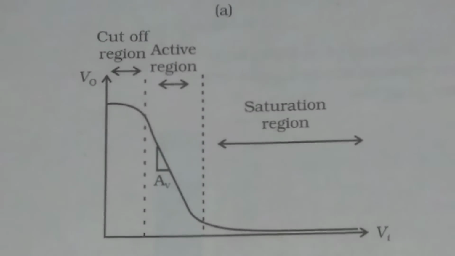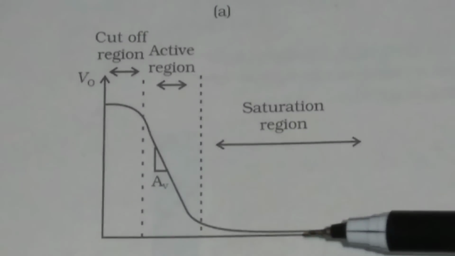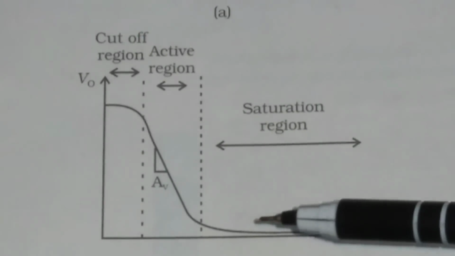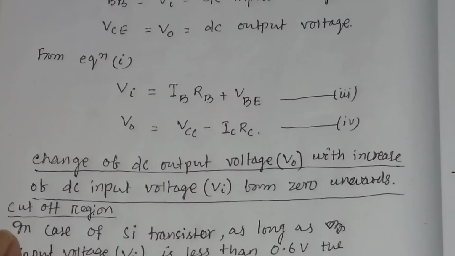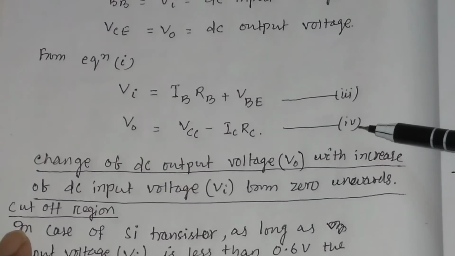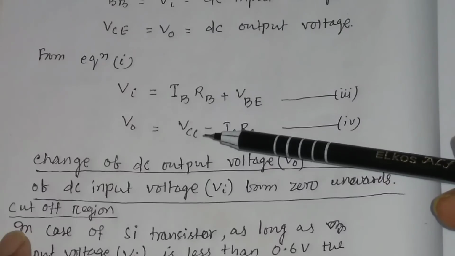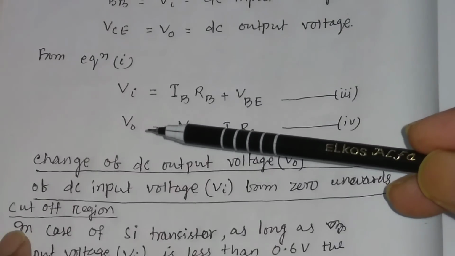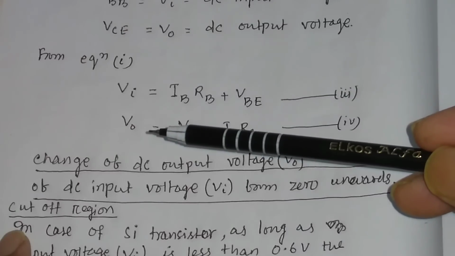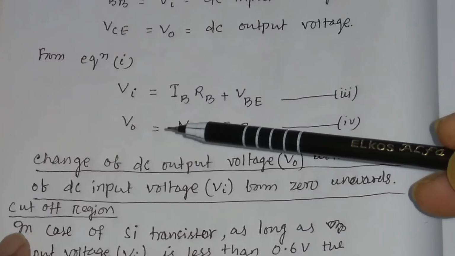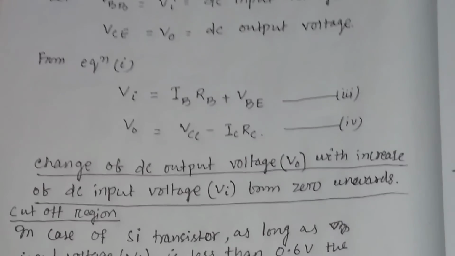That is why in the saturation region the transistor is said to be in on state. V0 is very low, but the collector current is very high. You see from equation IV, when IC is very high, nearly equal to VCC divided by RC, then V0 will be nearly equal to 0. So when V0 becomes nearly equal to 0, the collector current is very high.